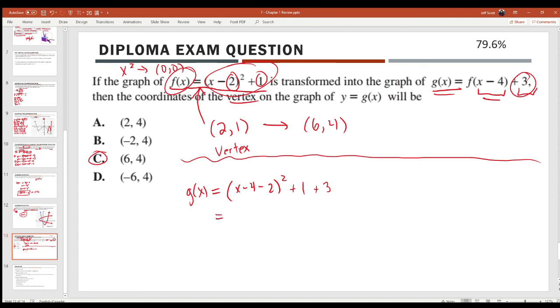Cleaning this up a little bit, if you clean up inside the brackets there, x minus 4 minus 2 gives us x minus 6 squared, plus, well, 1 plus 3 is 4. And like I mentioned before, from the whole vertex form conversation, or from this whole understanding that x squared as a base function has 0, 0 as a vertex, this is moving it right 6, up 4, so therefore 6, 4 would be your vertex.